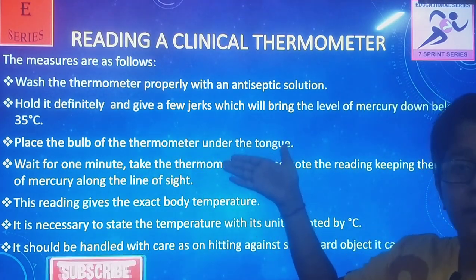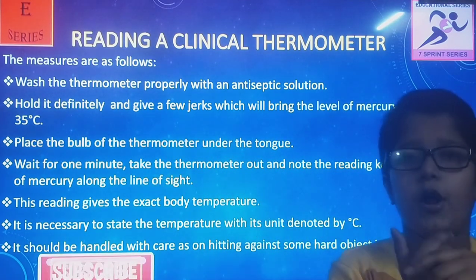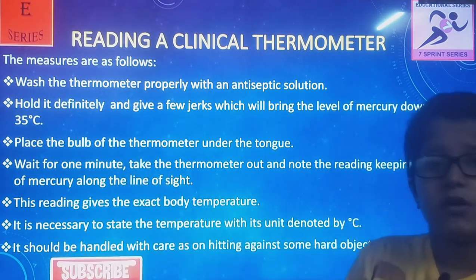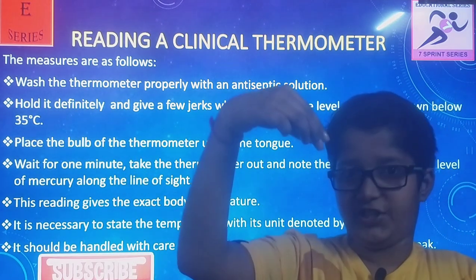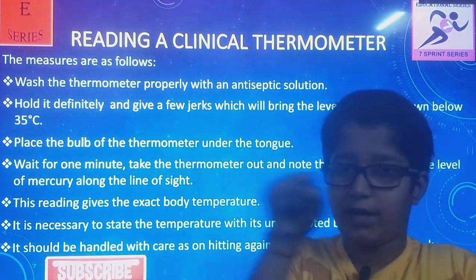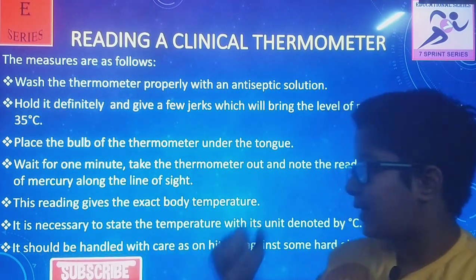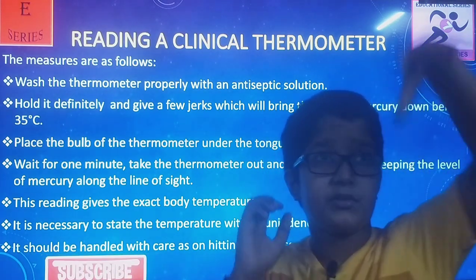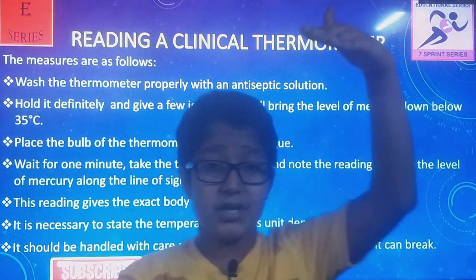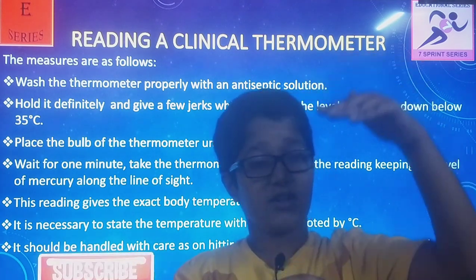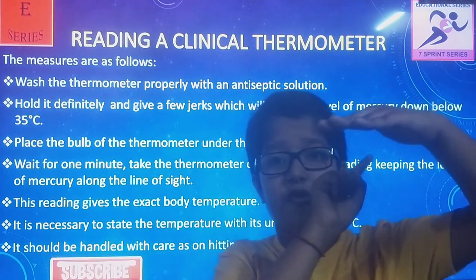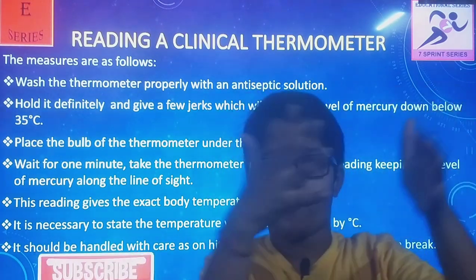Place the bulb of the thermometer under your tongue, or you can see here in the armpit. Wait for 1 minute and take out the thermometer and check it. And you can see your temperature, and it is divided into some figures. When you see, for example, 35 and 36, then there are 10 columns, and you can work out on your own that the one line can say 35.1.